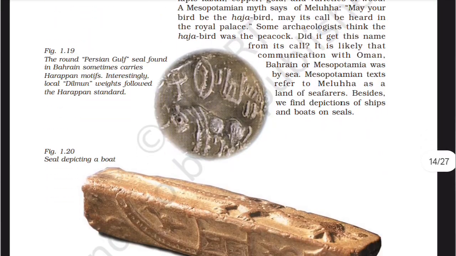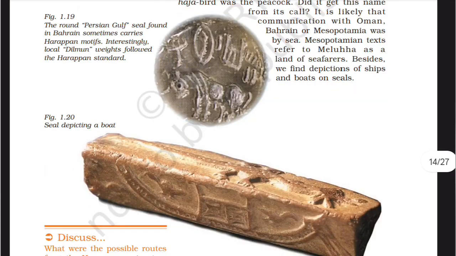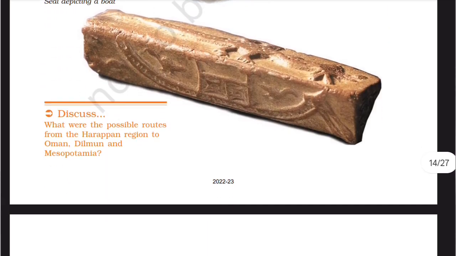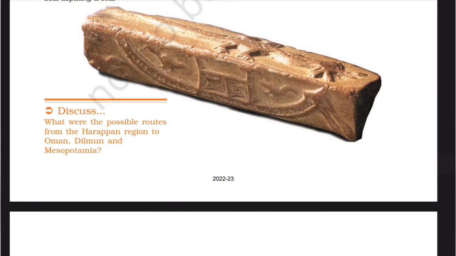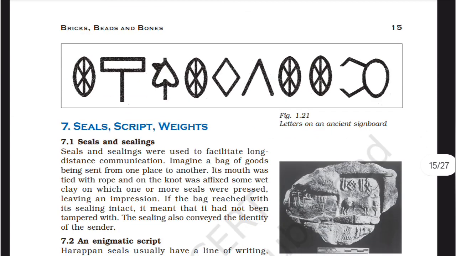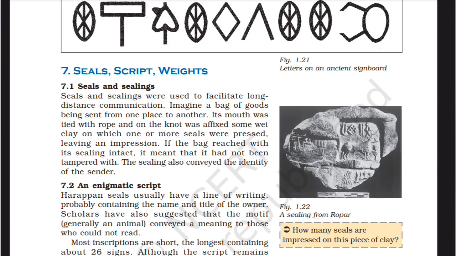Then moving to our next part, and just have a read of this chapter, because today I want to explain this chapter just as a revision for you. So take it as a revision. Now, contact with distant lands we have done. Now we are doing seals, script and weights.